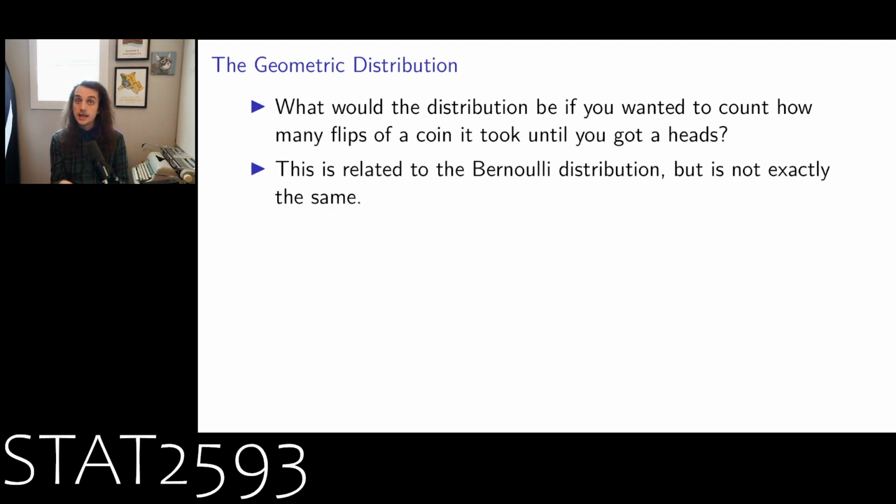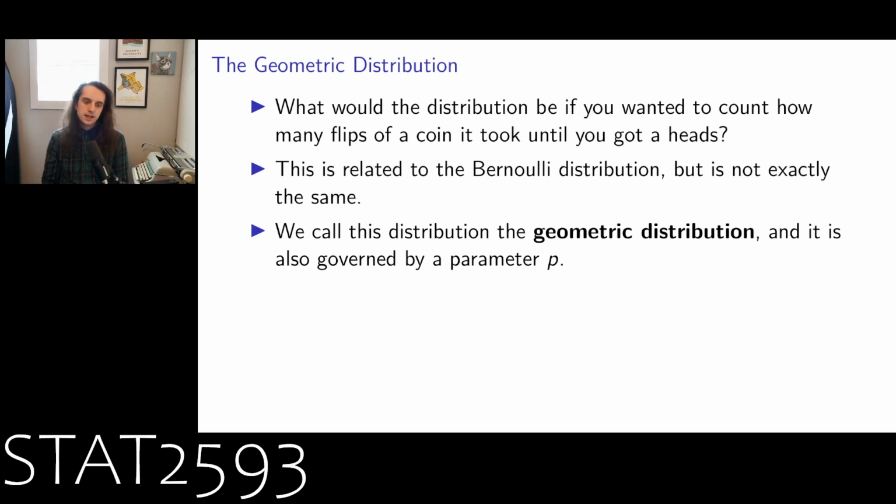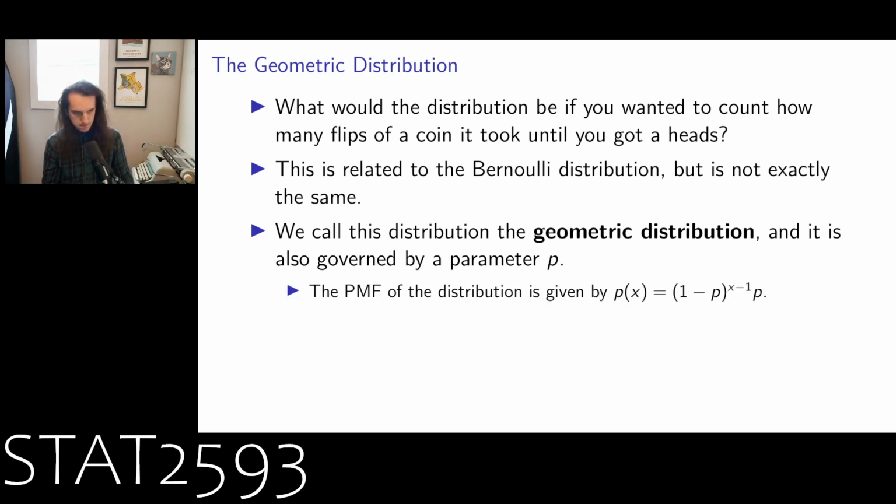Now, it's related to the Bernoulli distribution, because we're performing repeated Bernoulli trials. We have two outcomes here, and we're waiting until we get a success, but it's not going to be exactly the Bernoulli distribution. It's also going to be governed by a parameter p, and this parameter is also going to be read as the success parameter for the distribution. So it's the probability of observing a success.